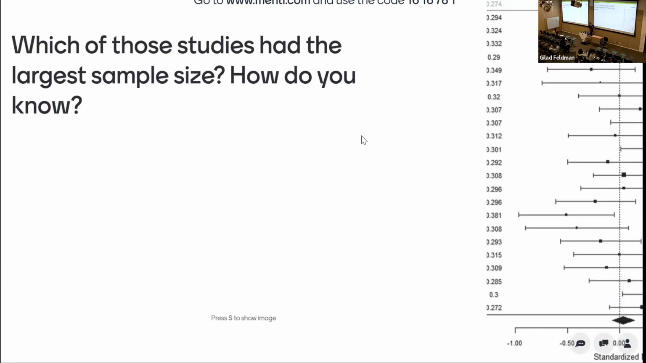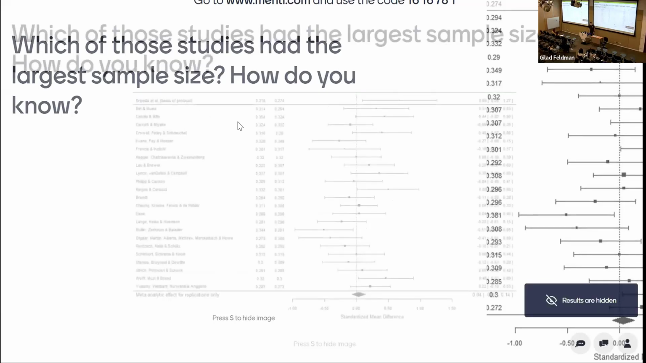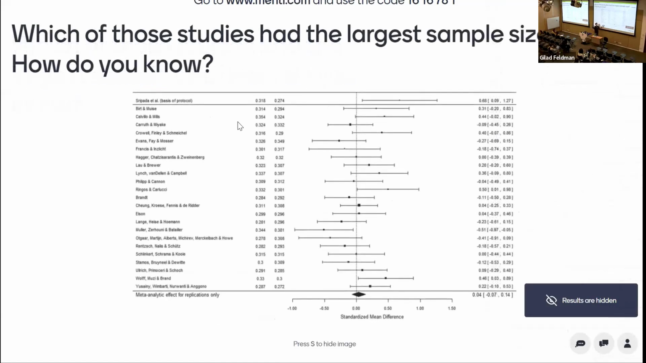Oh, one more question. Which of those studies has the largest sample size, and how do you know? So looking at this, how do you know which one has the largest sample size? 2 ways to know. What is the first way? The size of the square, yeah, so the effect size in the middle. The larger the square, the larger the sample. Good, that's one way. What's the second way?